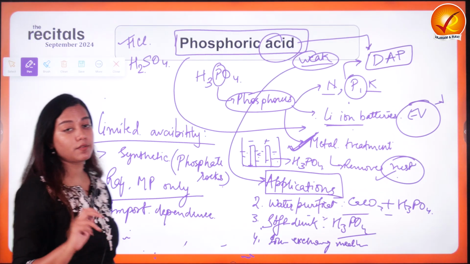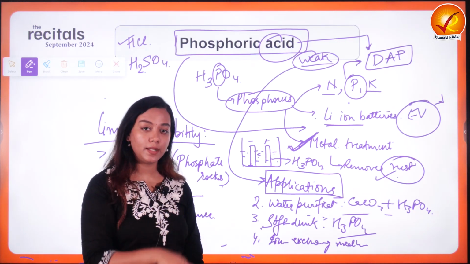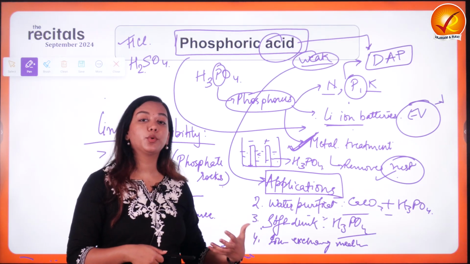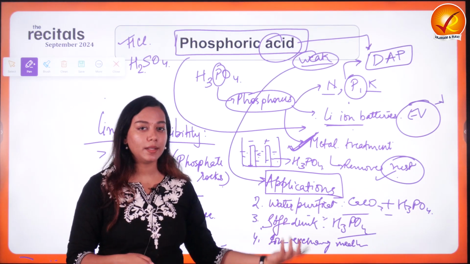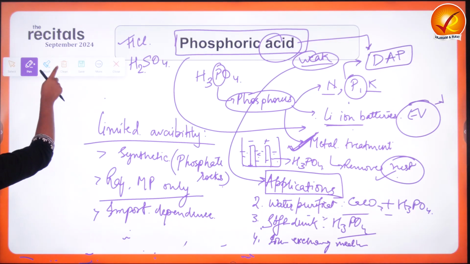Why is it a cause of concern for the Indian farmers? Where is it getting used? What is the amount of availability of this acid in India? How does it also contribute to enhancing our import bills? So we have already looked into that. Now moving on to the next topic.